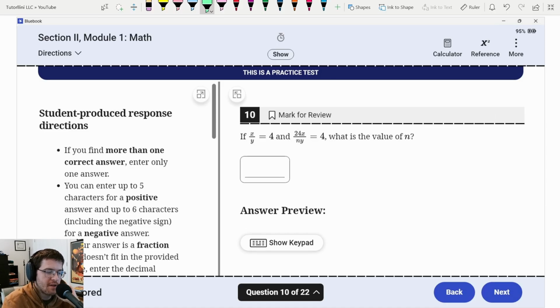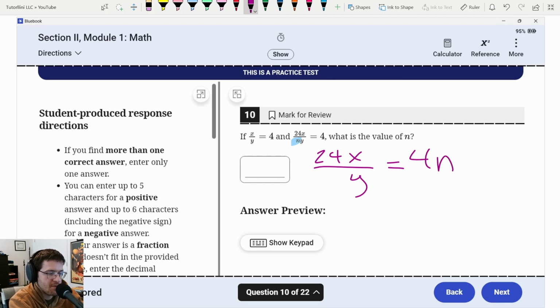Okay, question 10. There's a couple ways to think about this one. How about I'll isolate for n? Because after all, that's what they're asking us, right? I don't want that n to be in the denominator, so I'm going to multiply both sides by n. So I get 24x over y equals 4n. Now I'm going to divide both sides by 4.